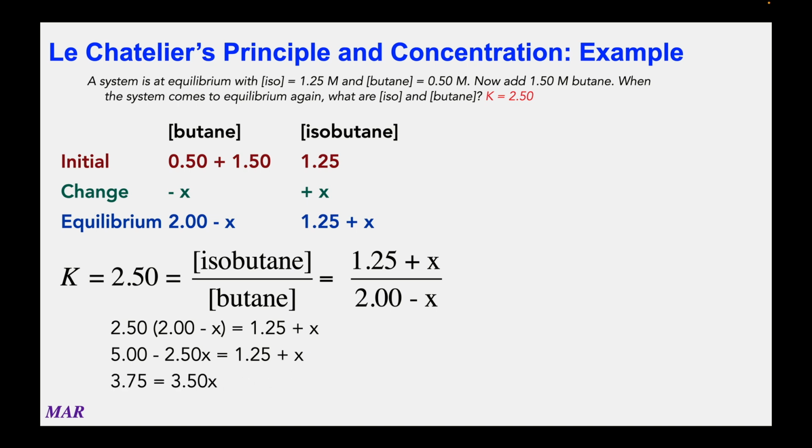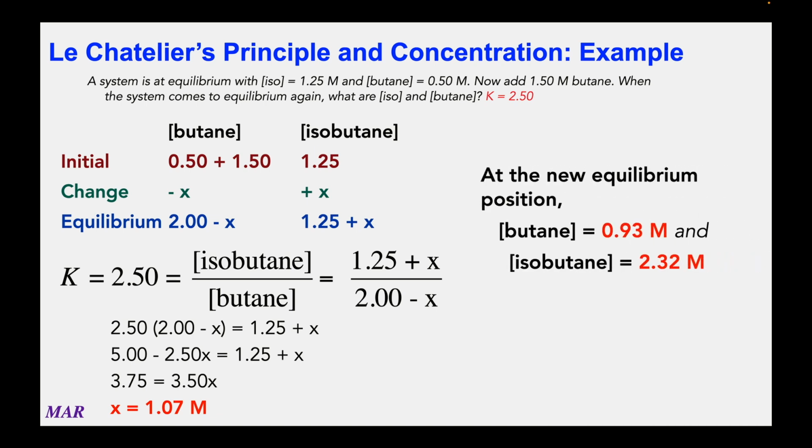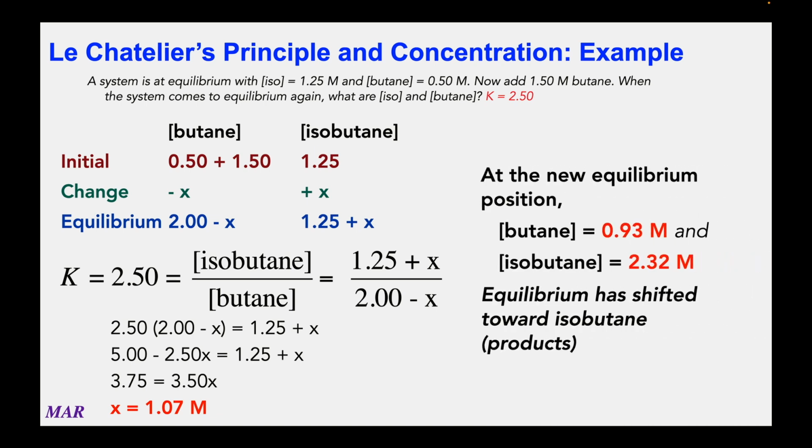If you do that, 3.75 equals 3.50X. Divide both sides by 3.50. X is 1.07 moles per liter. So, at the new equilibrium position, the butane is 2.00 minus X, 2.00 minus 1.07, and that comes out to be 0.93. The isobutane will be 1.25 plus X, so 1.25 plus 1.07 gives you 2.32.